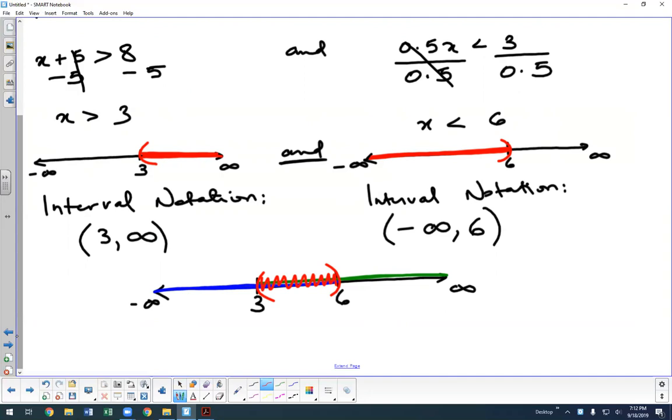So what will our interval notation look like for the compound inequality? Parentheses 3, comma 6 parentheses. Yeah, very good. Anything between 3 and 6, but not including the numbers 3 and 6 itself. Does that make sense? Anything that did not make sense or you have any questions about?